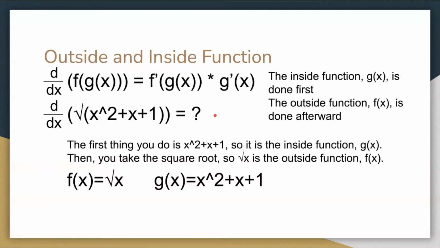All right, so first, I need to make sure that you understand what the inside function and the outside function are. So f of g of x, in this case, g of x is the inside function and f of x is the outside function. So let's take this example, the square root of x squared plus x plus 1. So what do we do first? Well, the first thing we do is x squared plus x plus 1. So that is the inside function, g of x. And then we take the square root. So that is done after we do the inside function. So it is the outside function. And so the square root of x is the outside function.